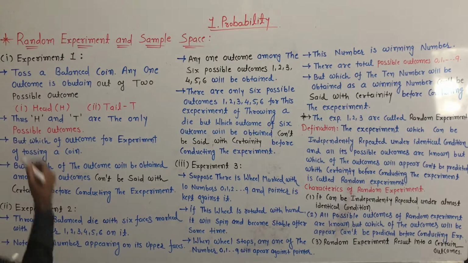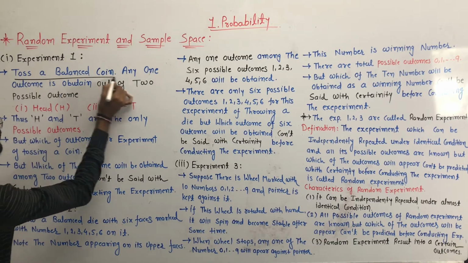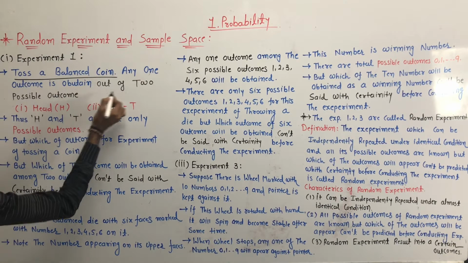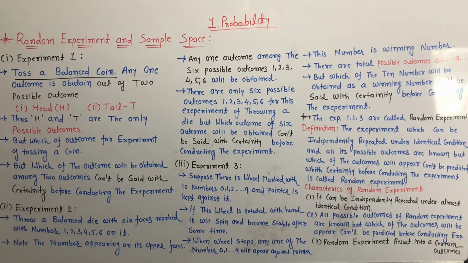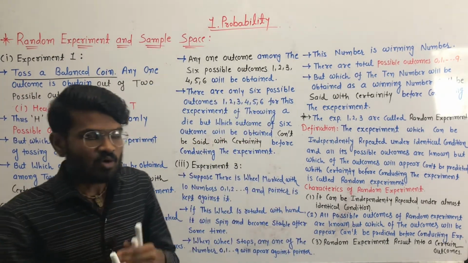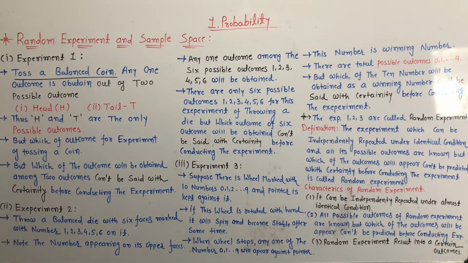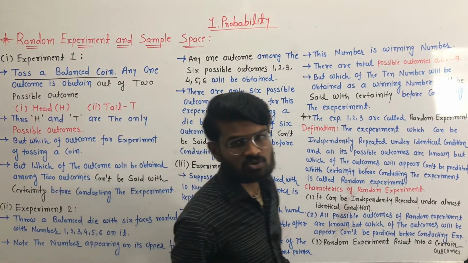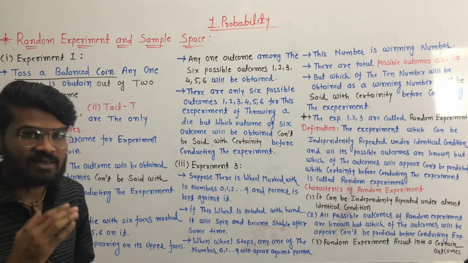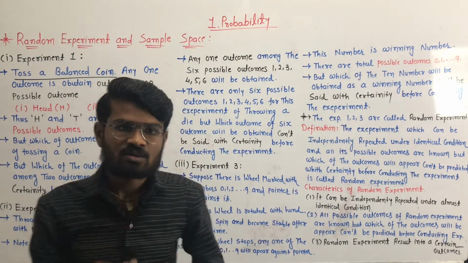First one is experiment 1. In experiment 1 we toss a balanced coin. Any one outcome will be obtained out of 2 possible outcomes. If we toss a balanced coin, then we obtain 2 possible outcomes: the first one is head and the second one is tail. From these 2 possible outcomes we will get only one outcome, either head or tail.